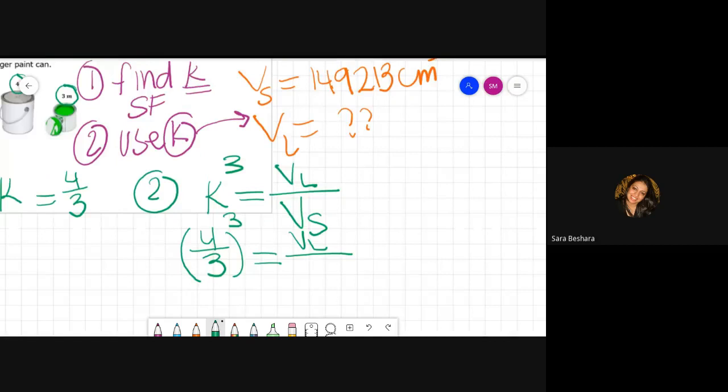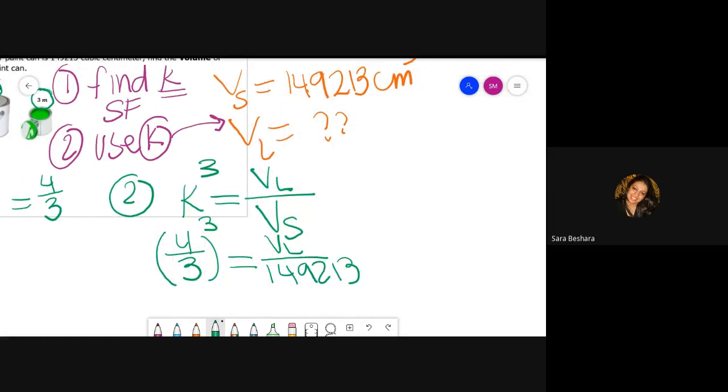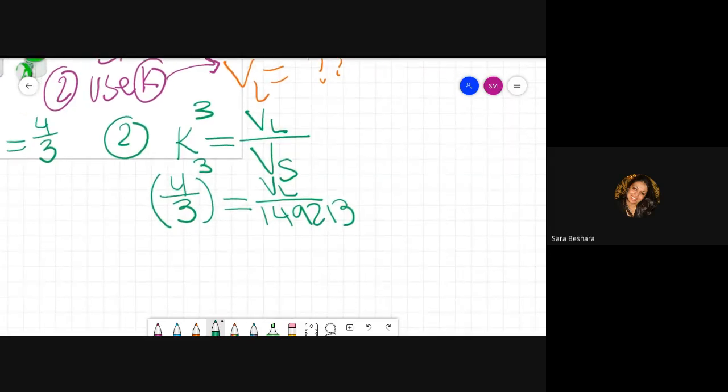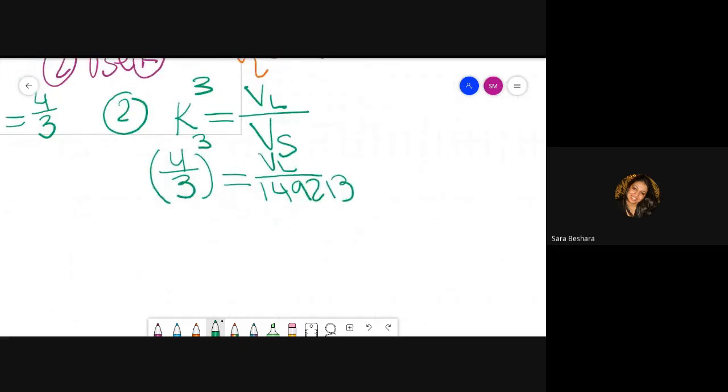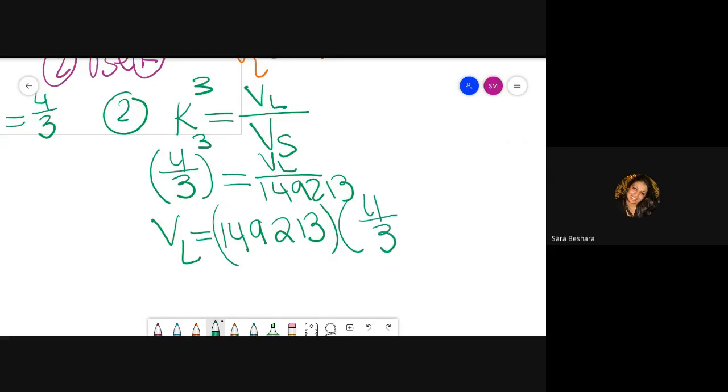Volume small is 14.9213. Since your unknown is on the top, you can just multiply these. So the volume large would equal 14.9213 times 4/3 cubed, and then you can find the answer in cubic centimeters.